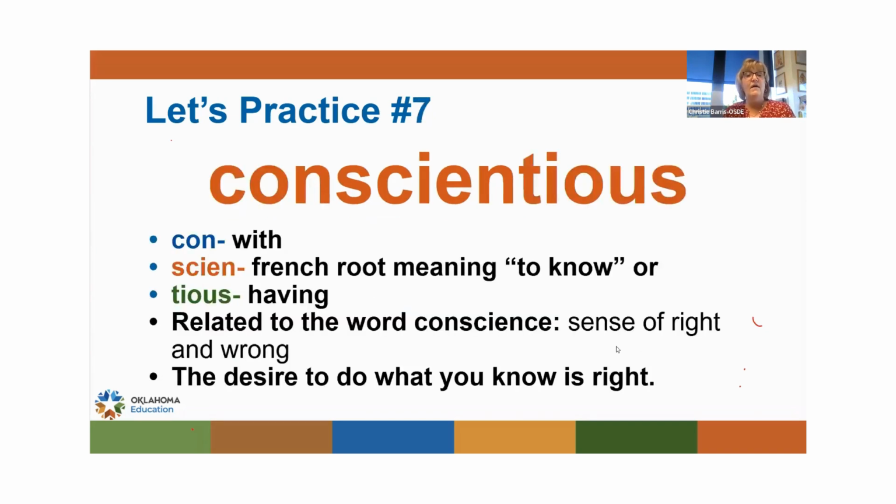Now, con means with, and TIOUS means having. I looked up this root word in 3 different sources, and I got different meanings, except the French root to know came up the most. So that's the one I went with here. Again, this isn't a word you'd be doing with your students, most likely, but it means to know. So I can kind of figure out the meaning of this word, and I've been using it in sentences, so in theory, it's having to do with knowing something.